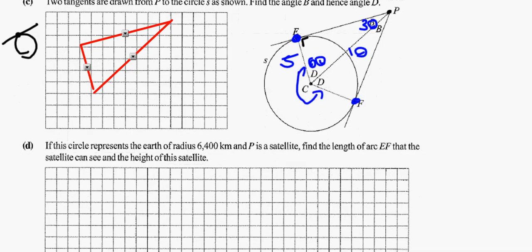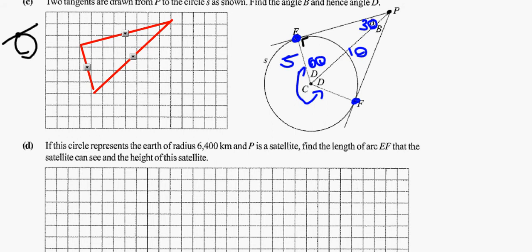Now, if the circle represents the Earth of radius 6,400 and P is a satellite, find the length of the arc EF that the satellite can see. So this is the satellite here, and it sees E to F. Okay, so it can see E to F.